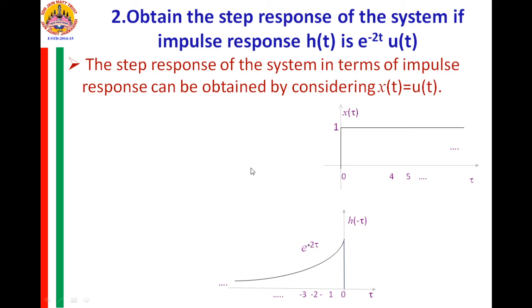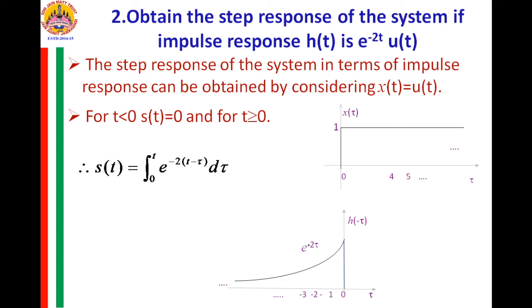Now for t less than 0, if we shift this to the left side, there will be no overlap between x of tau and h of minus tau. So y of t will be equal to 0. So we have to go on shifting this h of minus tau to the right side, and there you will observe that there will be overlapping. Now this is the instant t of this h of t minus tau. If we go on shifting this along this axis towards the right side, you will observe that these two will always overlap from 0 to t.